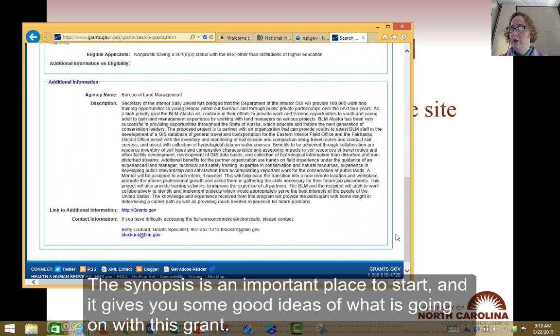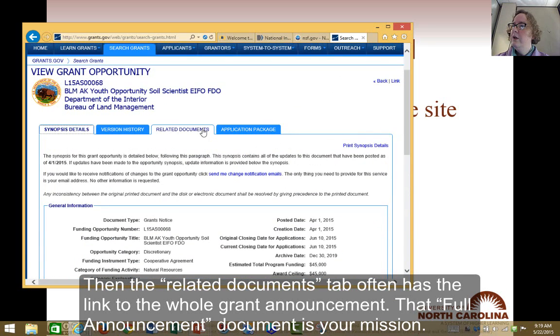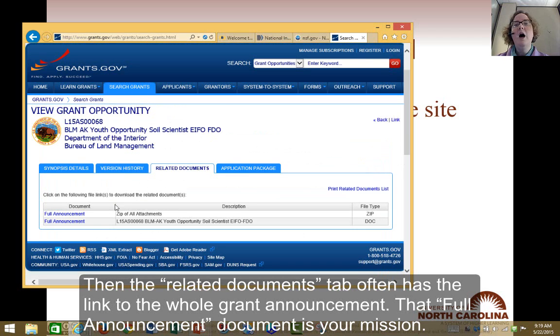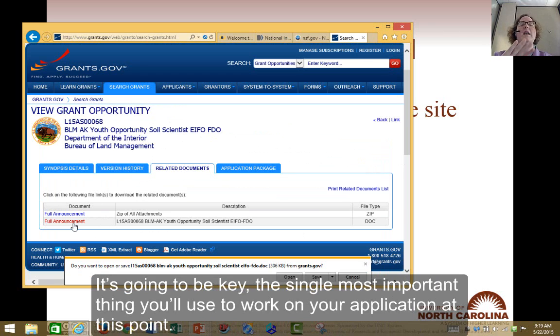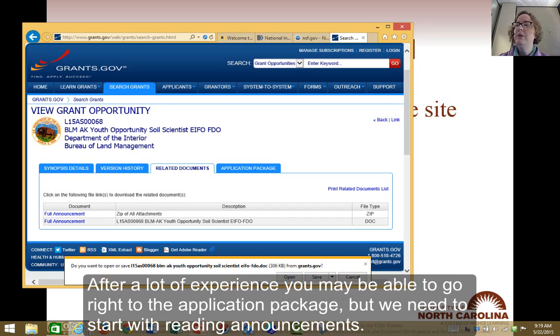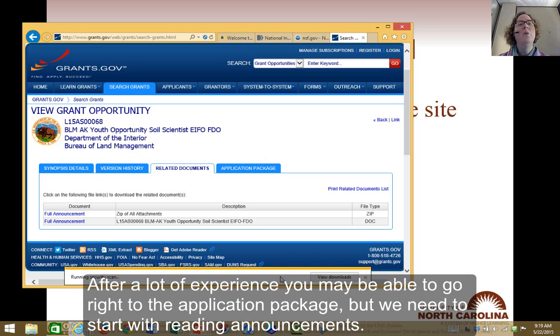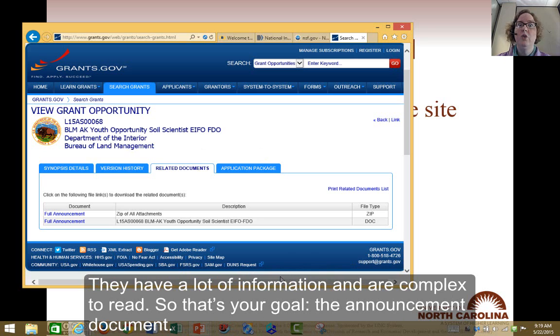It gives you some ideas of what is going on with this grant. Then the Related Documents tab often has a link to the full grant announcement. That full announcement document is your mission. It's going to be key, the single most important thing you'll use to work on your application at this point. After a lot of experience, you may be able to go right to the application package, but we need to start with reading announcements. They have a lot of information and are complex to read. So, that's your goal, the announcement document.